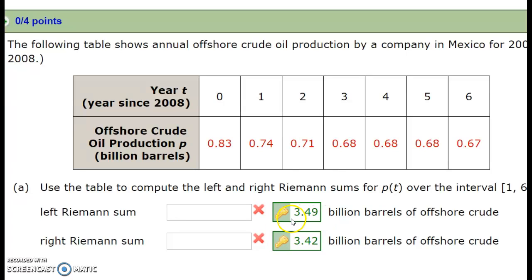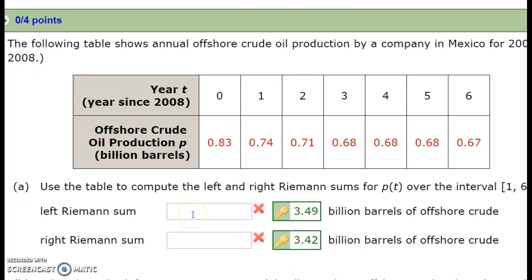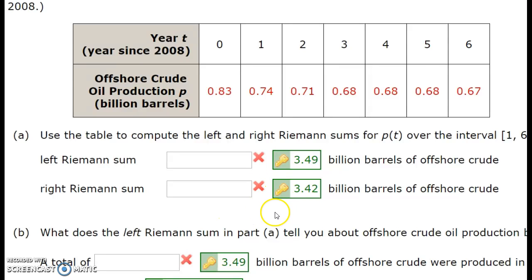I want to come from the right. I add from the right, right, right, right, right, right, right. I ignore the furthest one on the left and get these numbers.